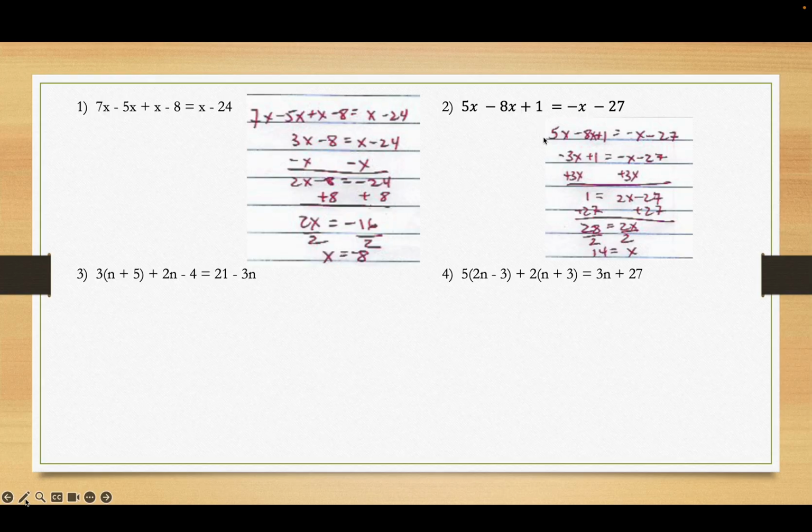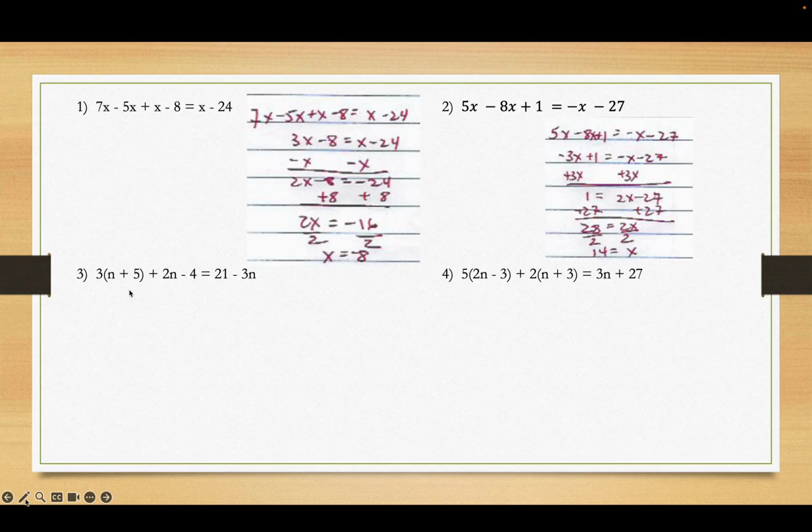So the first thing I do here is add 3x to both sides. And I get 1, that's a positive 1, is equal to 2x, right? Negative x plus 3x is 2x, minus 27. Then I do opposite side, opposite operation with the negative 27. So add 27 to both sides. I get 28 is 2x, 14 is x.